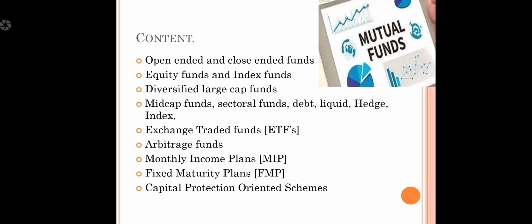They are open-ended and closed-ended funds, equity, index, diversified, mid-cap, large cap, then sectorial, hedge fund, exchange traded fund, arbitrage, MIP, FIP, and capital protection oriented schemes. So in this unit 4 we discuss only mutual fund products and services, meaning what mutual fund products and services are available for the general public, where they can invest and get returns for short term and long term periods.